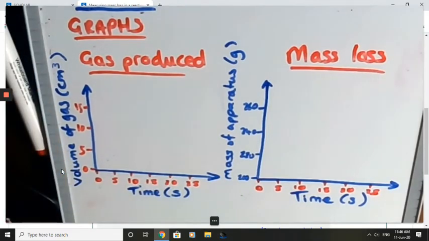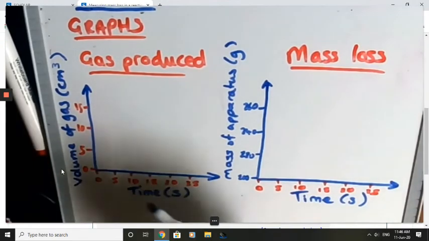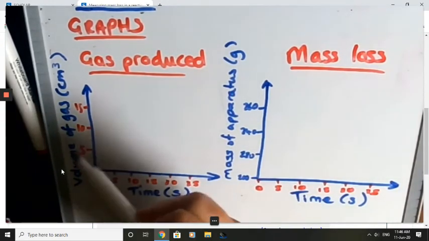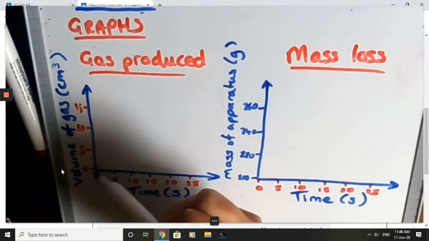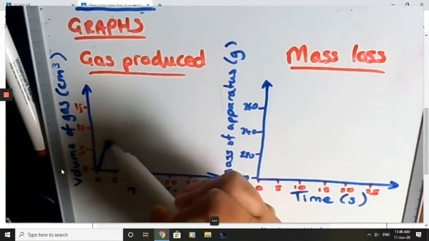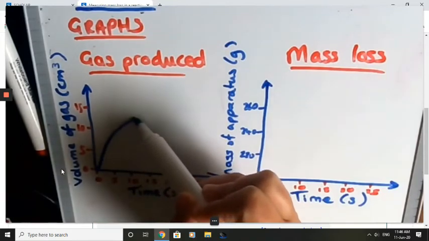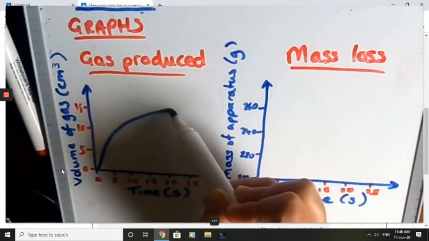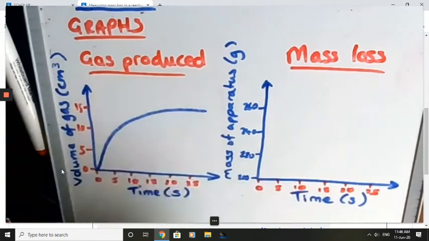So if you want to pause the video, you can do that and write down these axes, because what I'm going to do now is just do a rough sketch of the shape of the line that you would expect. So when we're measuring the amount of gas produced, or the volume of gas produced, we'll get quite a steep, quick increase in the volume of gas in the first few seconds of the reaction, and then gradually that increase is going to level off. So we get a shape a bit like this.